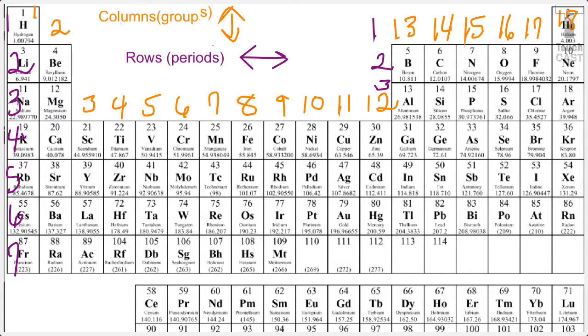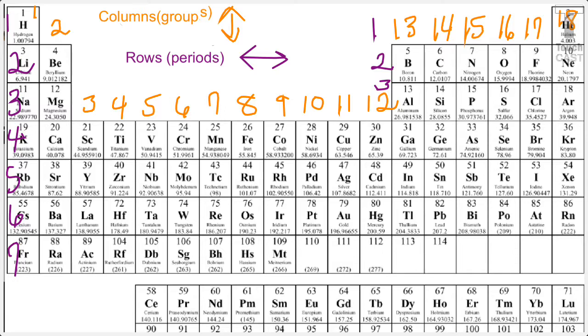is called columns and rows, or groups and periods. And you'll notice that the columns are orange and the rows are purple. On your periodic table, at the very beginning of your notebook, this is exactly what you need to do. You need to go ahead and label. You'll see that columns go up and down, and there are 18 columns in the periodic table. The rows, or the periods, go from left to right, and there are 7 rows and periods.